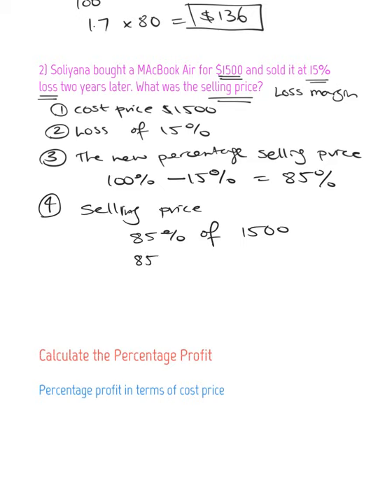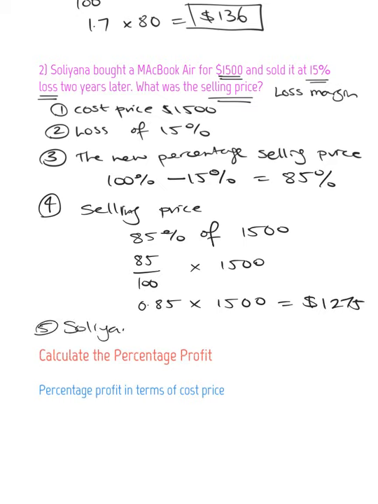Again, percentage means over 100, of means multiply. And over here, 85 over 100 is 0.85, times that by 1,500, and that gives us 1,275. So lucky last, Soliana sold her laptop for $1,275.